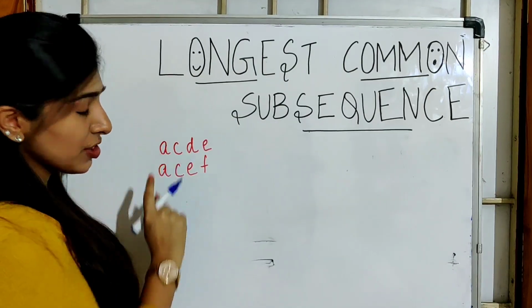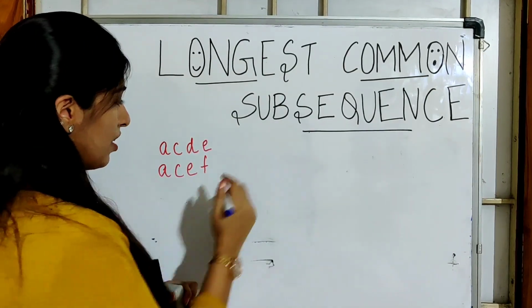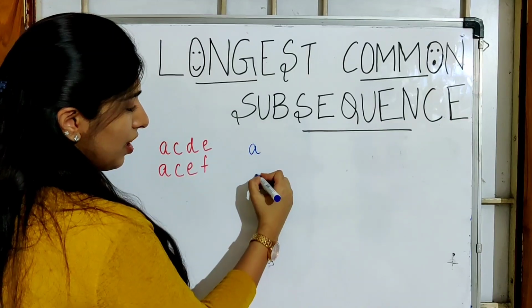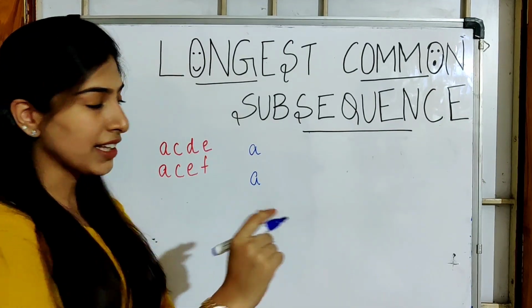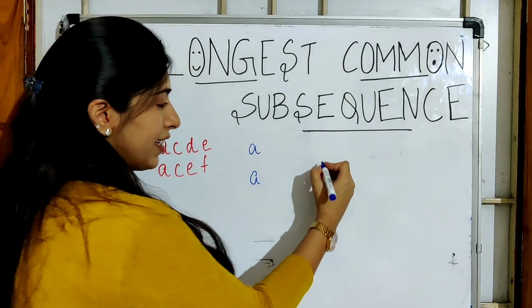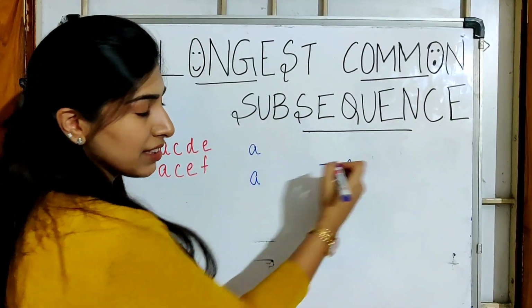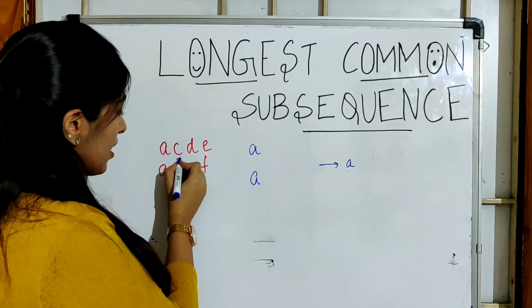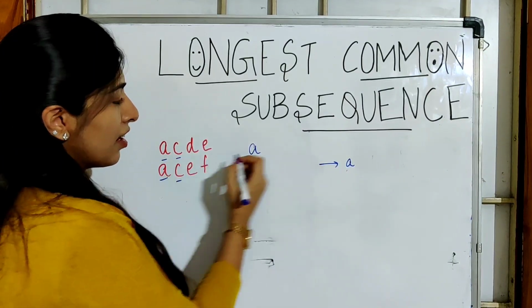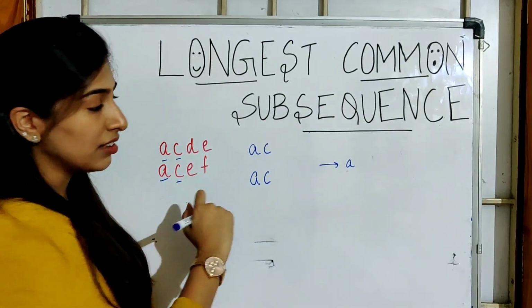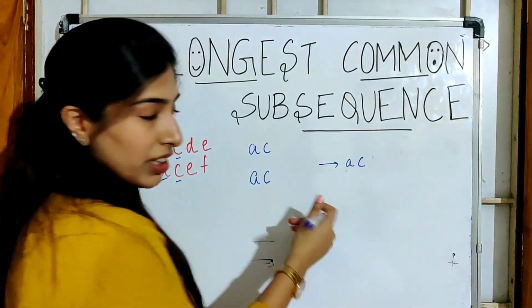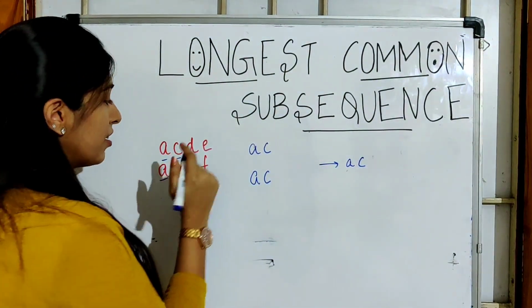Suppose the strings were made up of only one character. If our strings were only A and A, what would be the longest common subsequence? Since there is only one character and the characters are the same, it is obvious the answer will be A. Now if we take the second characters, they are C and C. These are also the same characters, so we will add C to it. It will contribute to our answer.